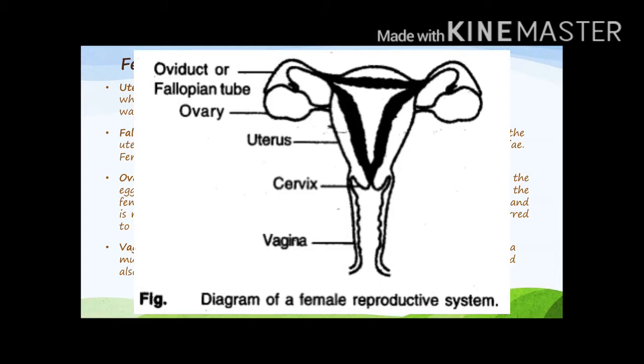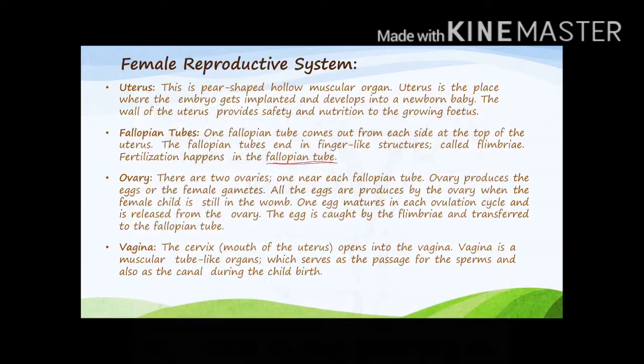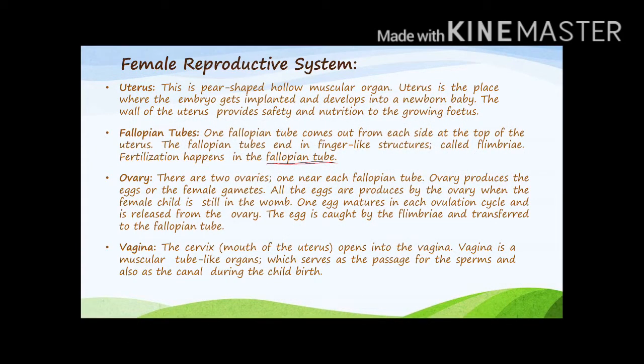Next it is vagina. The cervix, the mouth of uterus, opens into the vagina. Vagina is a muscular tube-like organ which serves as the passage for the sperms and also as the canal during childbirth.